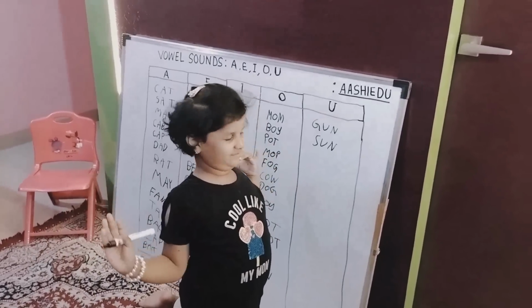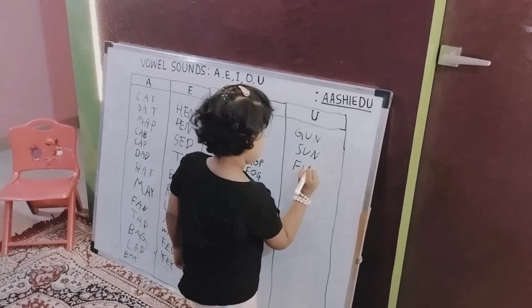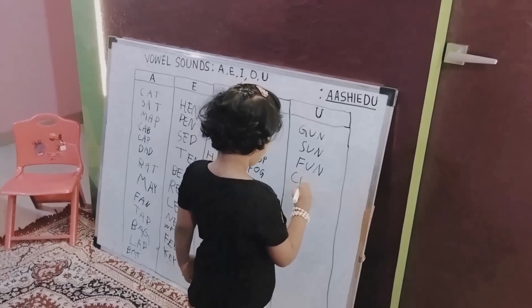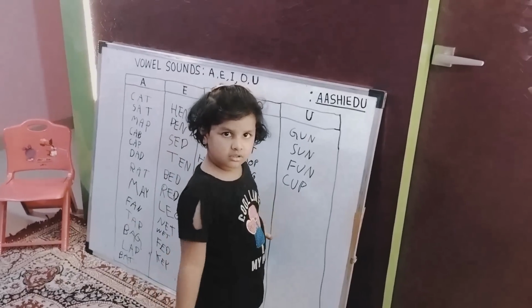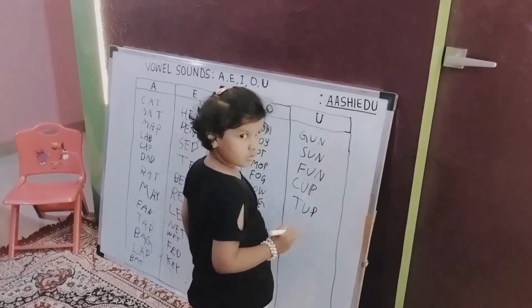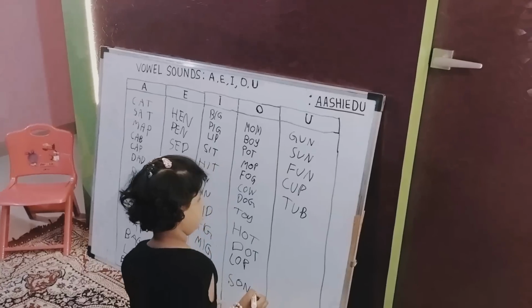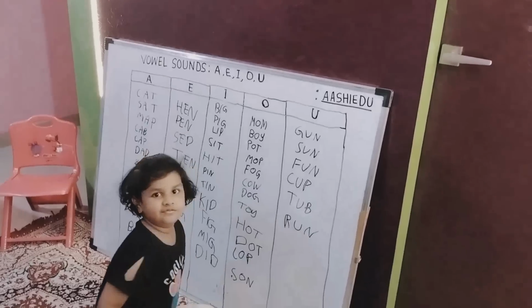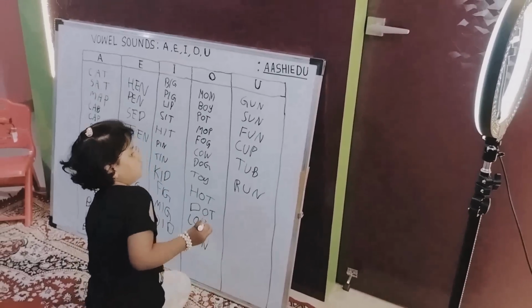Sun, gun, sun, and next one, fun. F-U-N. Fun. Run. Cup. C-U-P. Cup. Tub. T-U-B. Tub. Run. R-U-N. Run. Gun. You already wrote it.